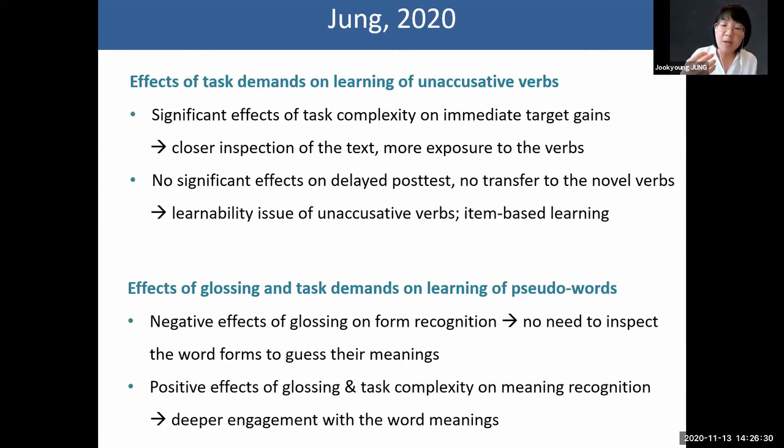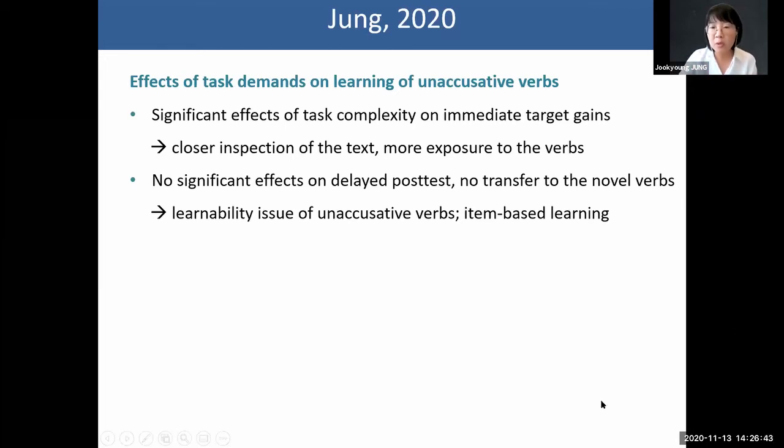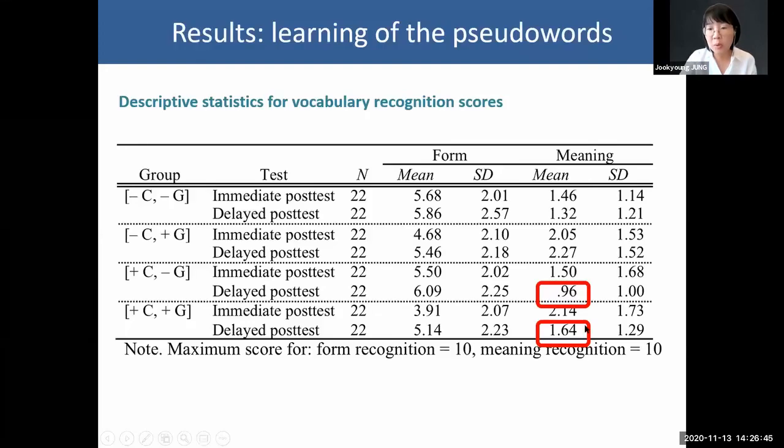But in the case of the complex version, they might have been under cognitive pressure, so that they had fewer mental resources to process the meaning of these target verbs, which resulted in lower scores, as you can see here, lower scores of meaning recognition in the complex version compared to the less complex versions. So when their mental resources are not enough to process the meanings of new words, they were not likely to acquire these new words.